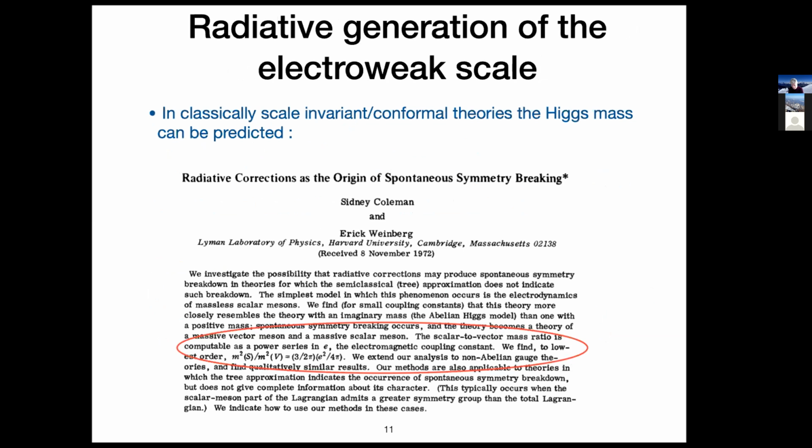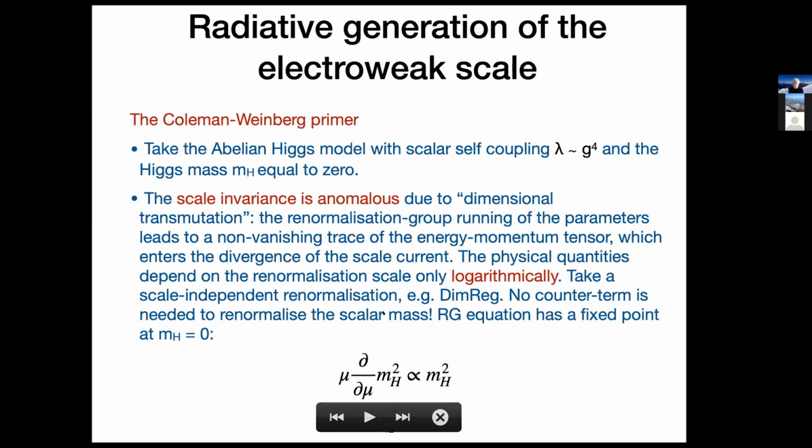And if you take the theory which is classically scale invariant, then the Higgs mass can be predicted, and this was first explored by Coleman and Weinberg in this famous paper, Radiative Corrections as the Origin of Spontaneous Symmetry Breaking. So they said that the scalar to vector mass ratio is computable as a power series in the electric charge. And they found this relationship. So let me remind you how it goes.